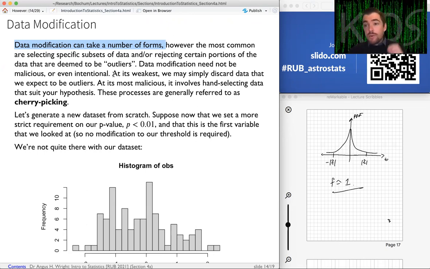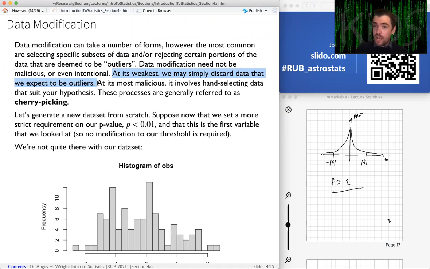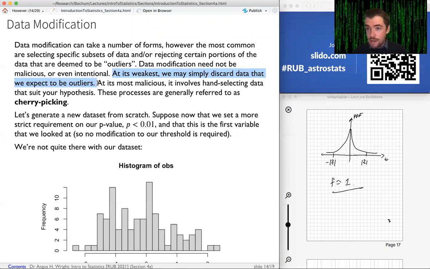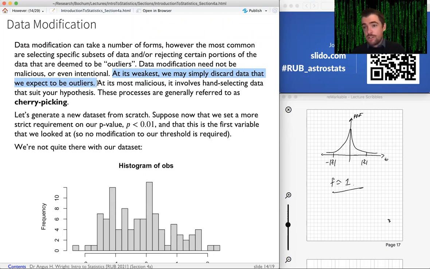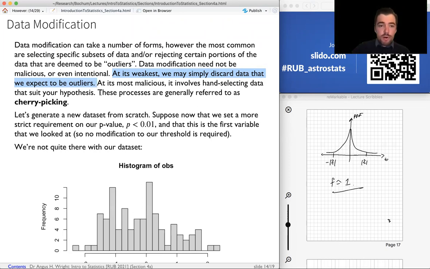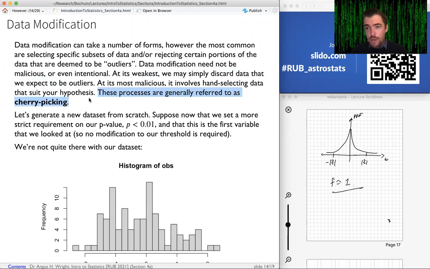At its most benign, most innocent, data modification happens because we discard things that we assume are outliers. When we're going through the data analysis process, we identify parts of the data that we say are outliers. They don't agree with the rest of the data set, and therefore they should be discarded. At its most malicious, it involves hand-picking parts of the data that suit your hypothesis. Both of these processes, even when completely unintentional and innocent, are referred to as cherry-picking data.